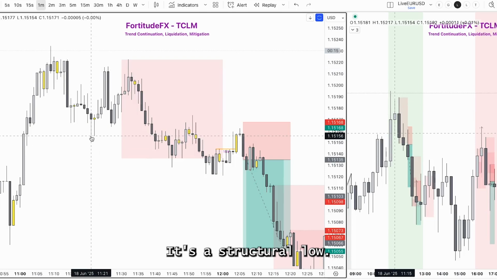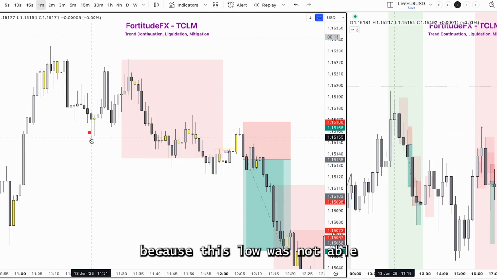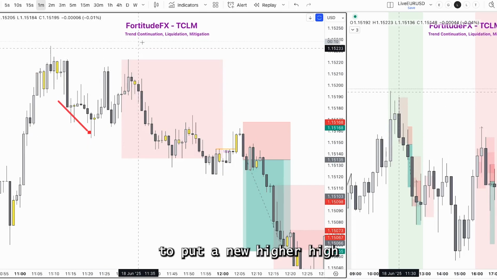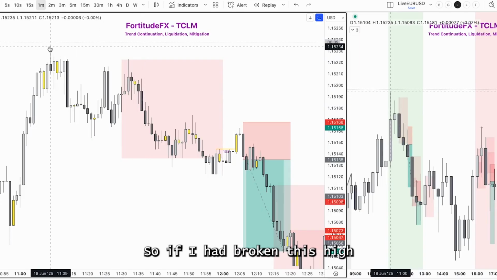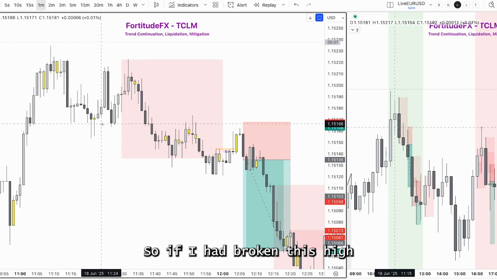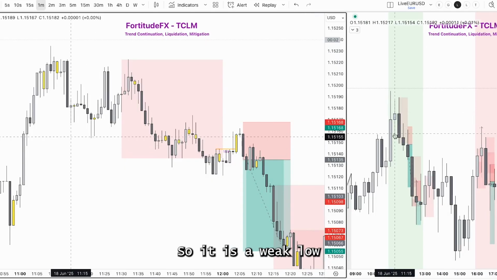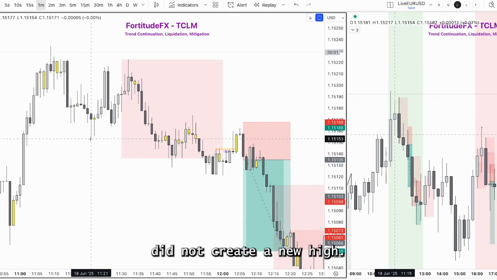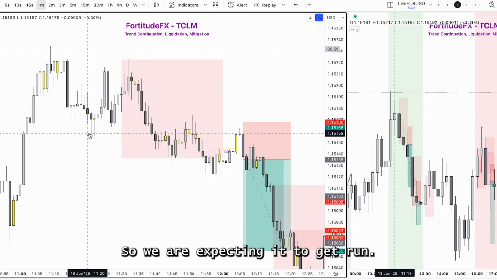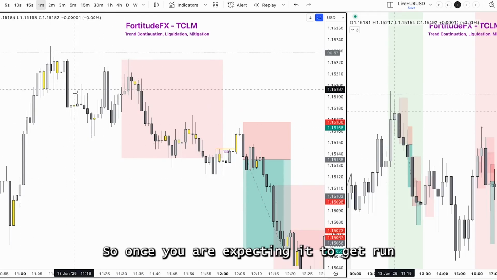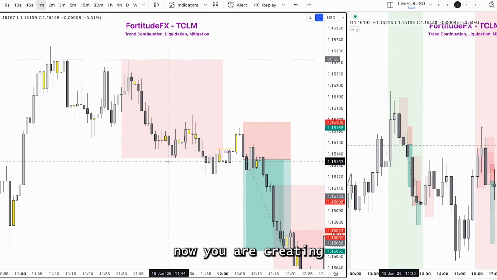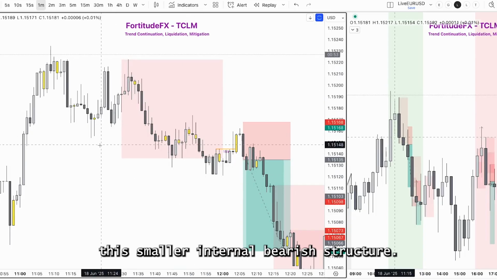It's a structural low, but this low is weak because it was not able to put in a new higher high, which is over here. If I had broken this high, this would have been a strong low, right? So it is a weak low because this low did not create a new high. So we are expecting it to get run. Once you are expecting it to get run, now you are creating the smaller internal bearish structure.